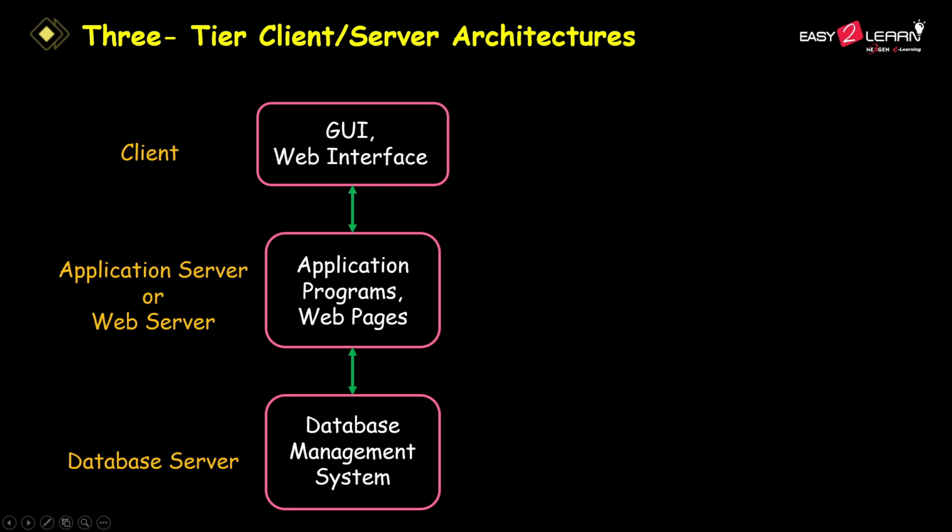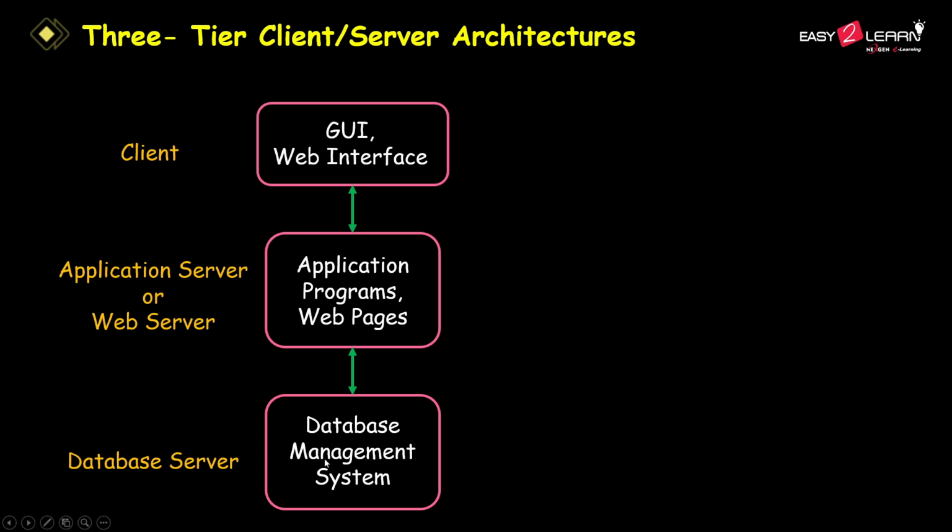Next, coming to the application tier, or we can also call it the business logic tier, that is the second tier. This layer processes user requests and contains the business logic. In the case of online banking, this is where authentication, fund transfer and other operations take place.